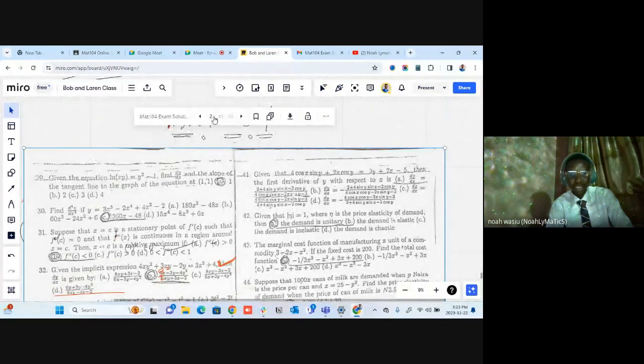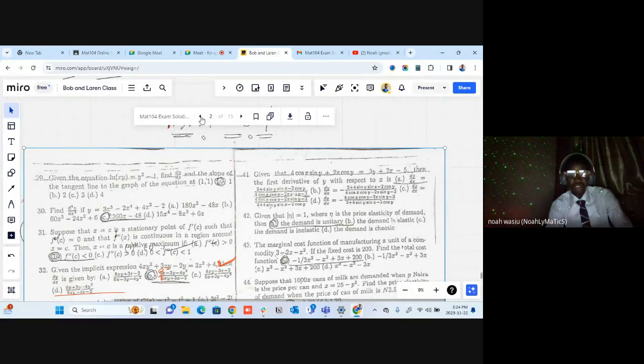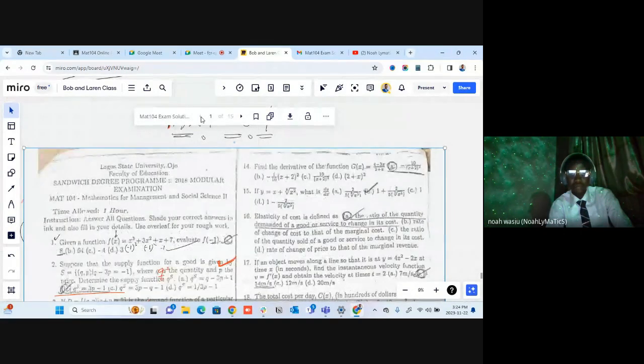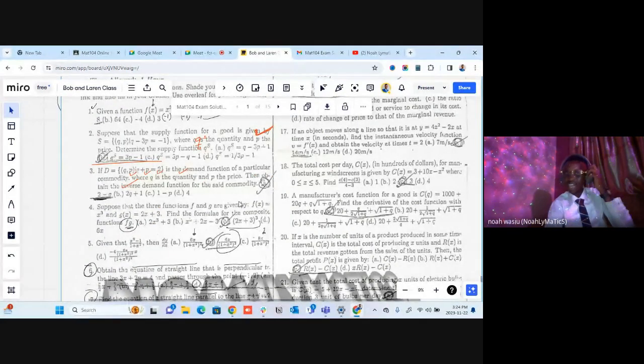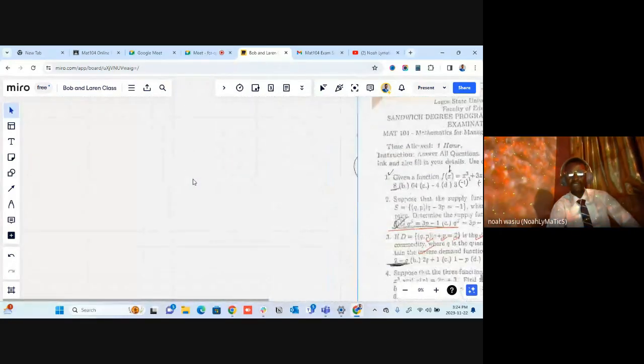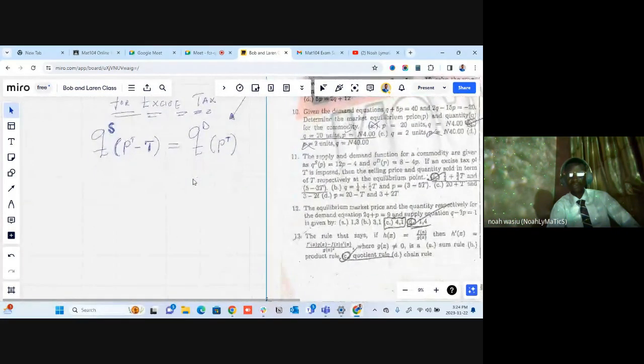I'll make sure I explain it clearly. So let me just go back to question number 1. To solve this kind of question, what I asked you guys to do is take note of this definition. Where is it? This is it.